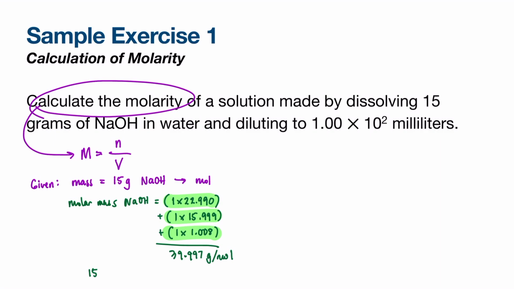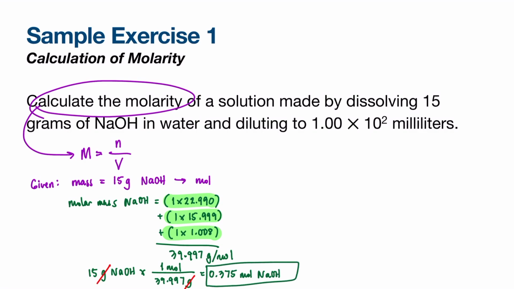We start with 15 grams of NaOH, then multiply it by the conversion factor, wherein 39.997 grams will be in the denominator and 1 mole will be in the numerator. So 15 grams of sodium hydroxide times 1 divided by 39.997 is equal to 0.375 moles of sodium hydroxide. Now that we have the moles of solute, that is our n in the formula, we have to identify the volume of our solution in liters.